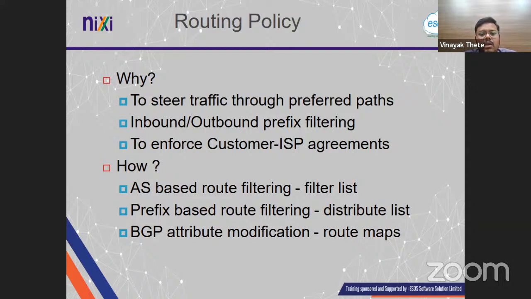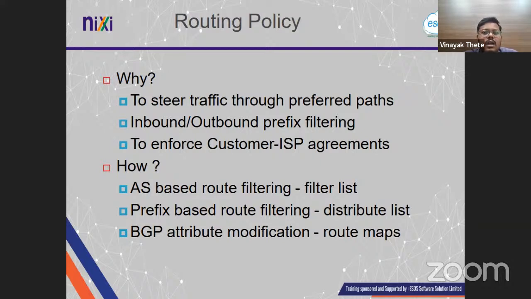And how can it be done? AS path based route filtering can be done using the filter-list command. Okay, and prefix based route filtering can also be done, and route maps can also be configured for this routing policy. So consider we have a BGP neighborship between an ISP and any AS number. For that, two types of policy can be implemented. First is the import policy, and the other is the export policy.